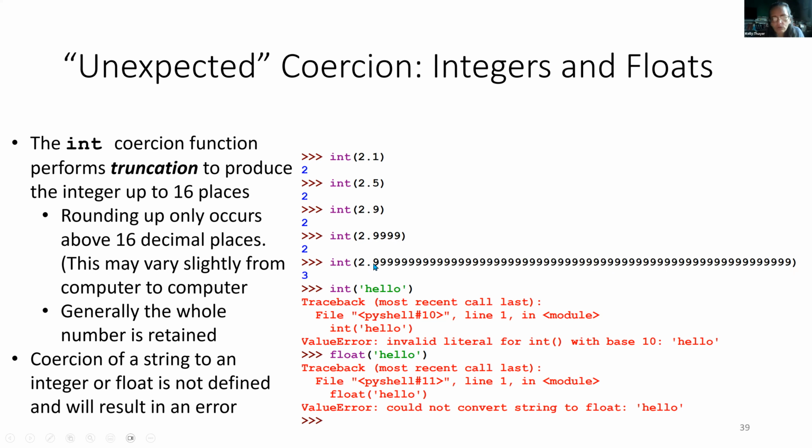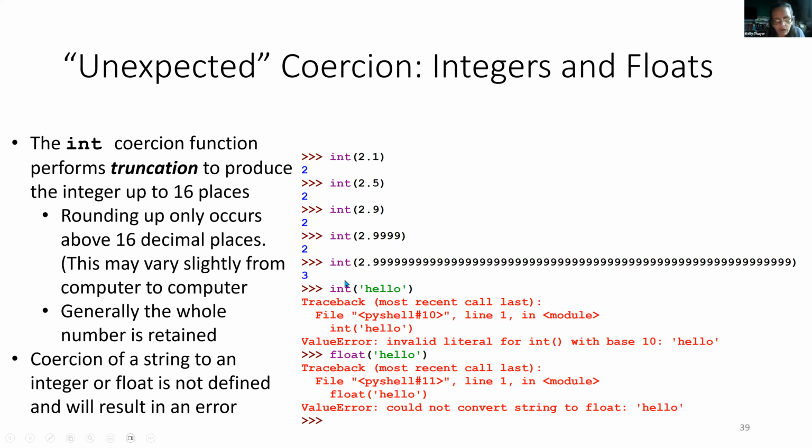But in general, when you do the int, it's basically going to simply perform truncation, that is simply cutting off the decimal. You should not expect it to be rounding, and any number of decimal places we should be using for the purposes of this class would be well within what is not going to round, and so you should expect that truncation is going to be what happens when you use the int coercion. Generally, the whole number is simply going to be retained.